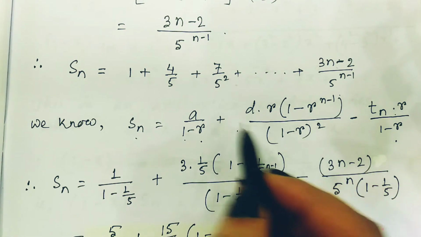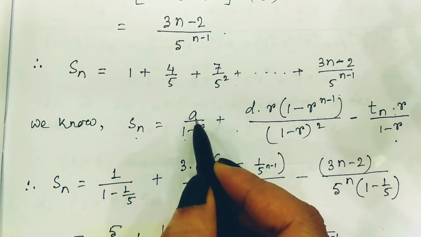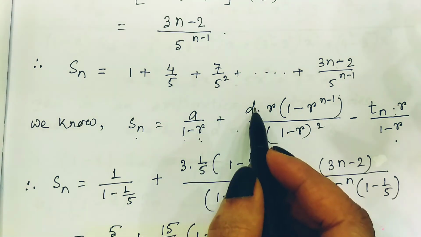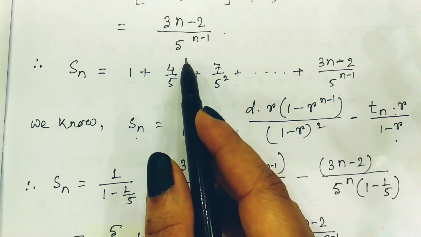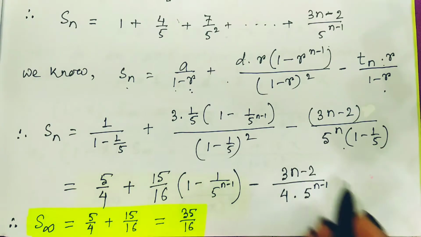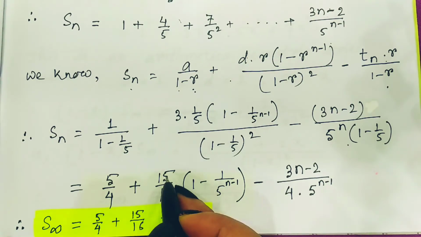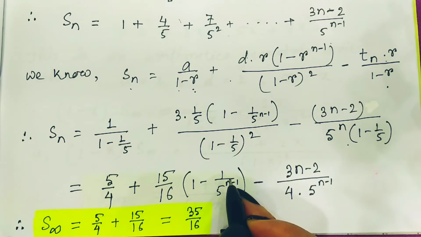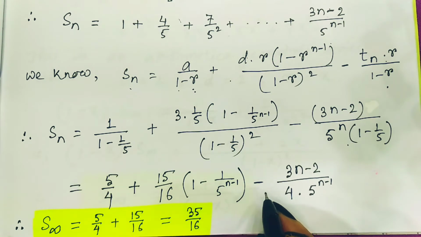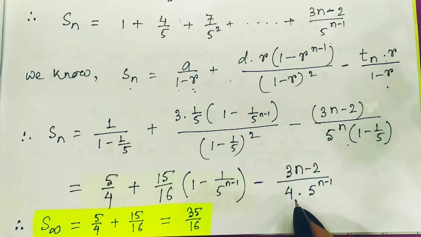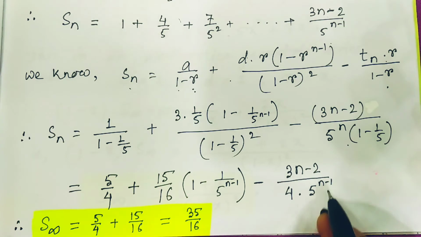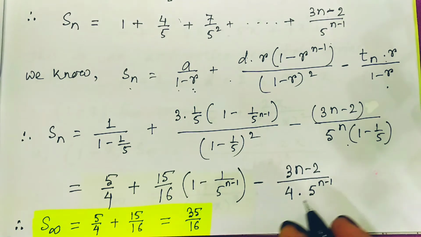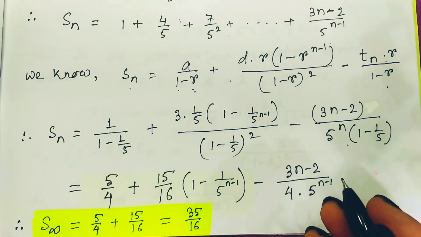Now we should substitute the values for the corresponding terms: a is 1, r is 1 by 5, d is 3, and Tn is (3n minus 2) divided by 5 to the power n minus 1. If we substitute and simplify, we will find it is 5 by 4 plus 15 by 16 into (1 minus 1 upon 5 to the power n minus 1) minus (3n minus 2) divided by 4 into 5 to the power n minus 1, which is the answer. Now if the same sequence is an infinite sequence, that is the infinite series, then what should be the value?